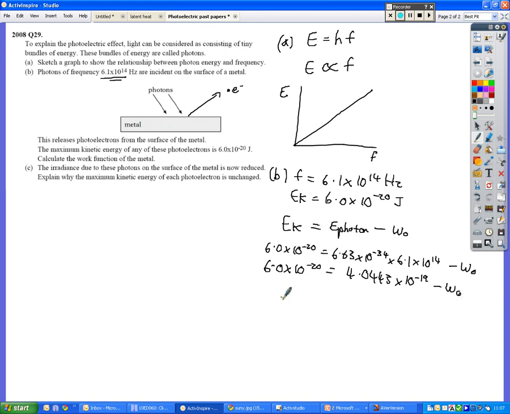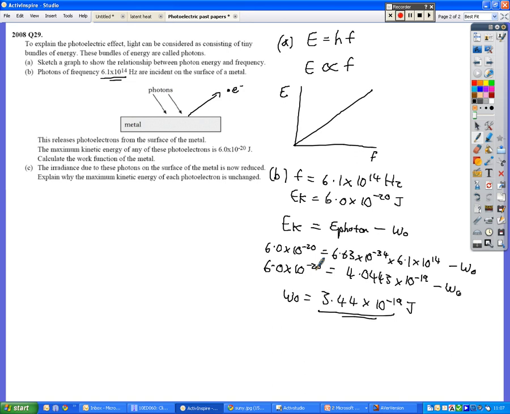And then to figure out what omega naught is, it's going to be this value minus this value. Not the other way around, because that's going to give you a negative number. No negative numbers here. Your final answer will be 3.44 times 10 to the negative 19 joules. If you've got a negative number there, that's wrong physics. Remember that something that's times 10 to the negative 19 is a bigger number than times 10 to the negative 20.